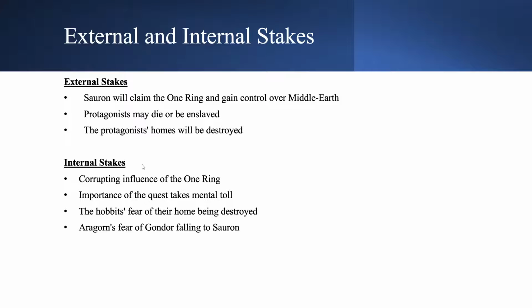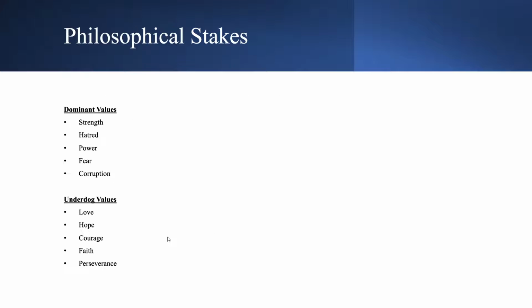And then obviously, the hobbits and anyone else's fear of their home being destroyed, but especially the hobbits, because the Shire is so important to them. It's symbolic to their nature. It's a symbol of purity in the story and happiness. And then Aragorn's fear of his home kingdom, Gondor, falling to Sauron. And this is also what drives Aragorn to go from an outcast ranger and nobody to eventually, in the third film, ascending to the throne of Gondor and taking his place among his brethren.